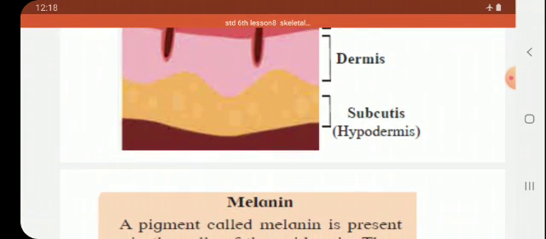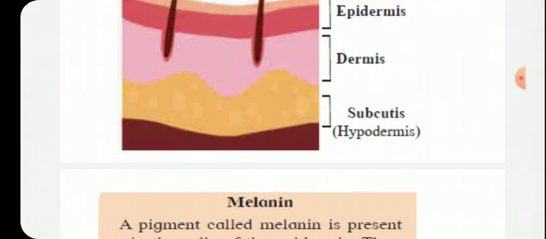After that, below that you are finding the subcutis. We call it a hypodermis. Hypo means below, epi means upper. Below the lower part of the dermis, meaning skin, it is called a hypodermis. It is also called a subcutis. So what is it made up of? It is made up of a network of blood vessels and nerve fibers. What does that subcutis contain? Blood vessels and the nerve fibers.